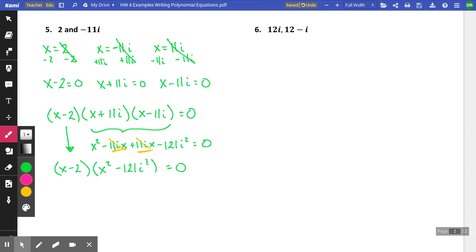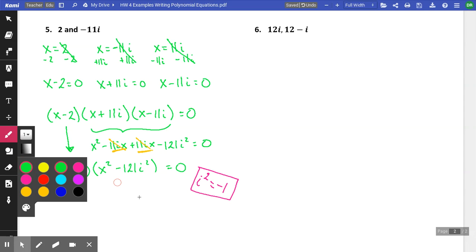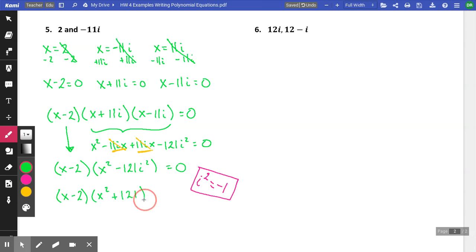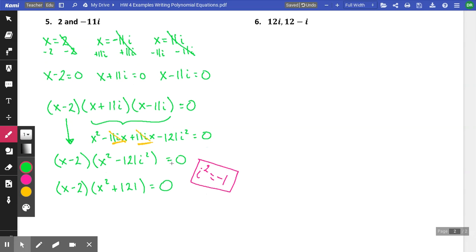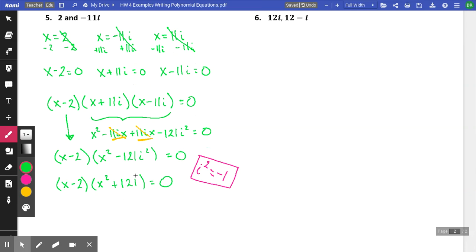We still have the letter I, but once again, just a good note to keep in mind, i squared is equal to the number negative 1. And so let's fix this. We'll now have x minus 2 times x squared. And since this means negative 121 times negative 1, we just get positive 121. Okay. And so there's our 2 factors, no more imaginaries.